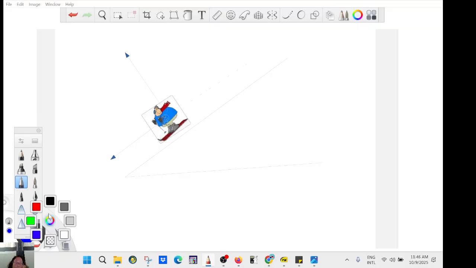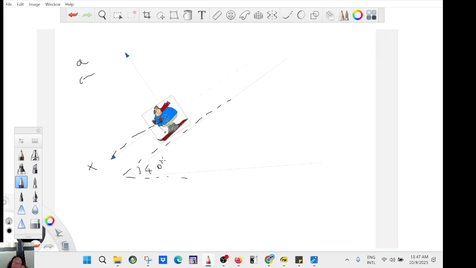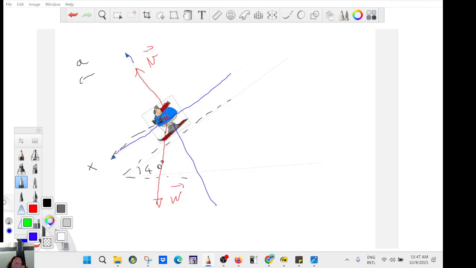So you memorize X, you go down slope, okay? X-axis always along the slope, always. Okay, and what else do you memorize? You know that the weight is straight down. Okay, normal force is perpendicular. Okay, you have your X and Y axis. So this is X and this is Y. You memorize. That's going to be 40 degrees.